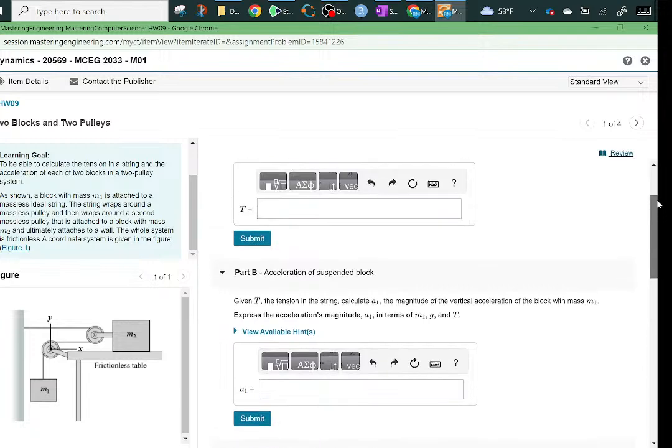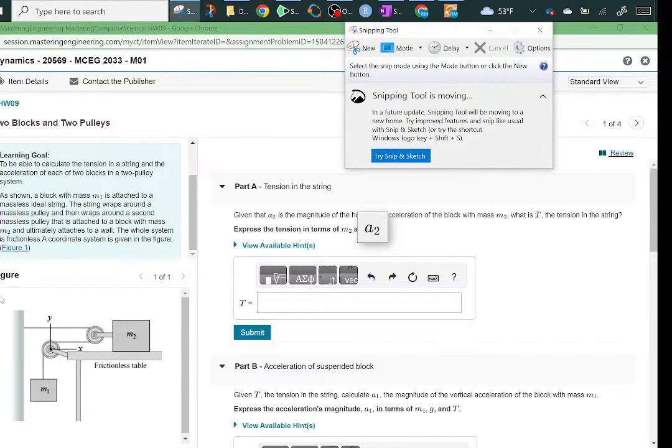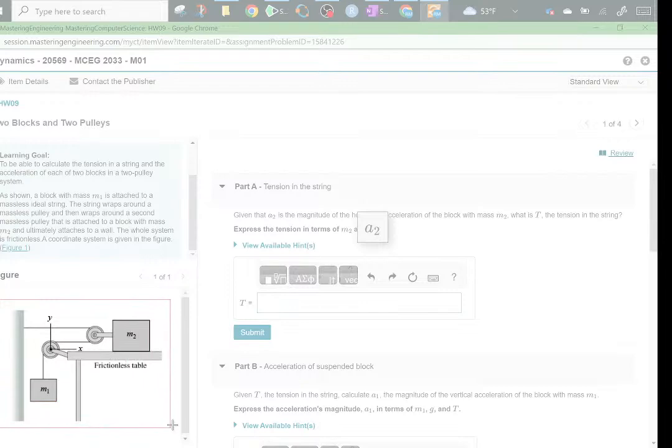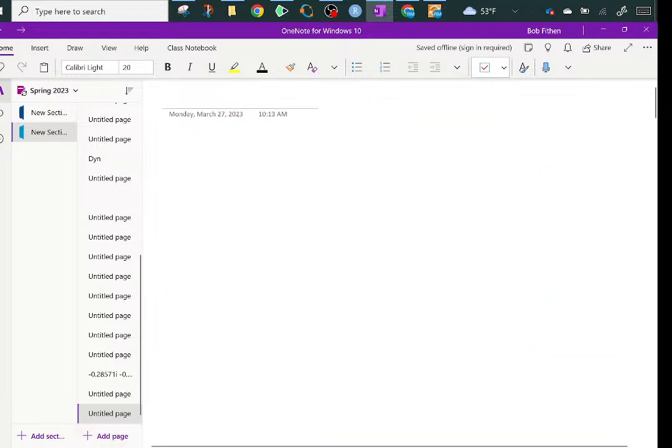Okay, there's part A. Given that A2 is the magnitude of the horizontal acceleration, what is the tension? Oh, he wants it as a term like that. So, here, let's take a snippet of this thing, move over to here, and add a new page.